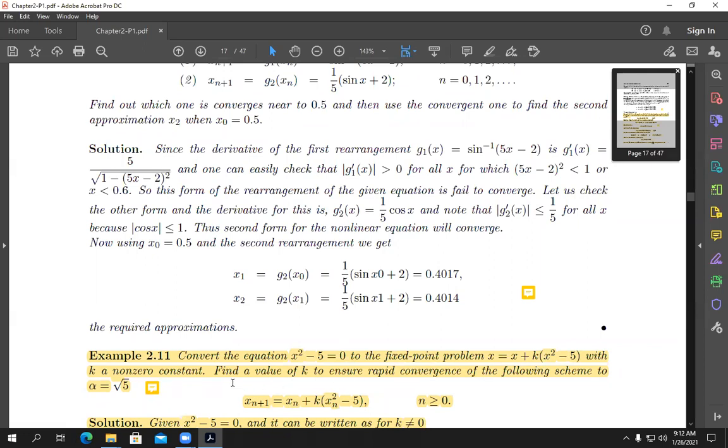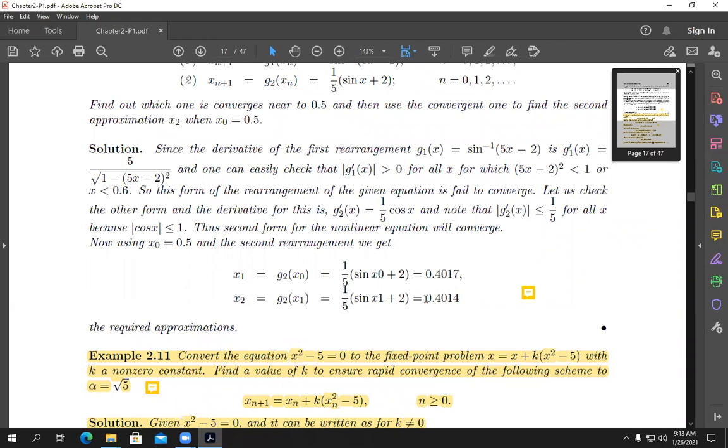The second part says, after finding the formula, find the value of k which gives the condition that this formula will converge very fast. Ensure rapid convergence. Rapid means very fast. So what does that mean? g dash must be equal to 0. This is the condition I give you here now.